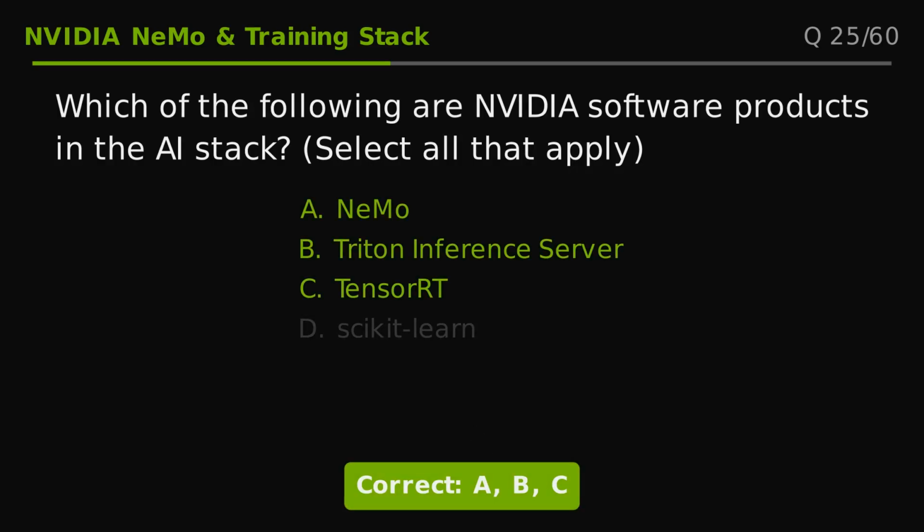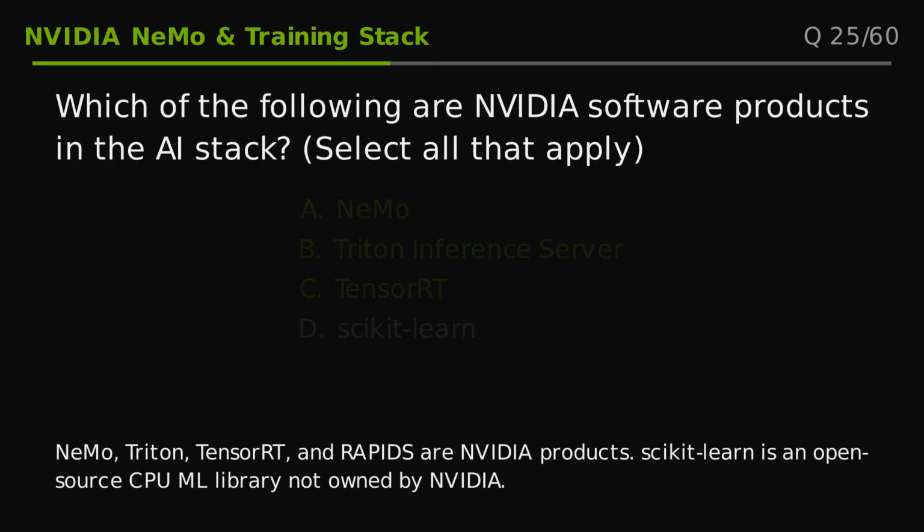The correct answers are B and C. NeMo, Riva, Triton, and NVIDIA are NVIDIA products. Scikit-learn is an open source machine learning library not owned by NVIDIA.